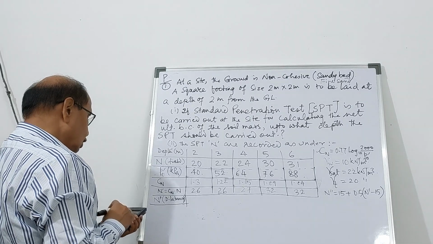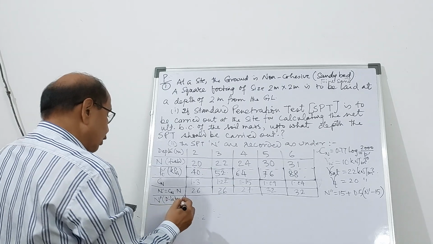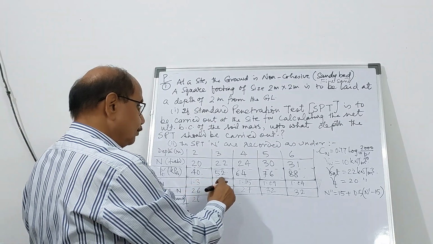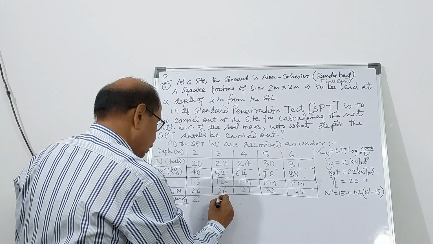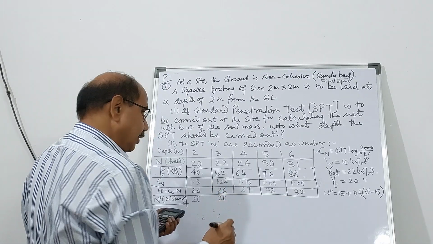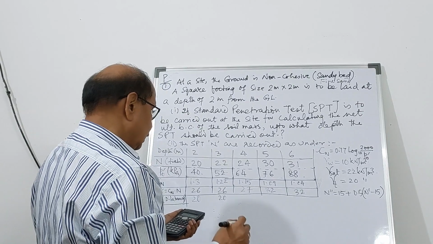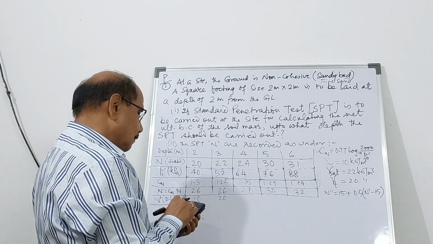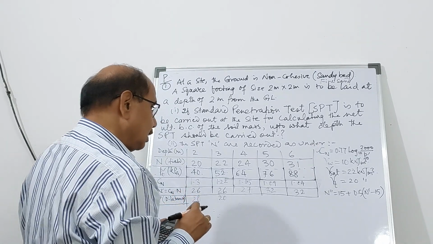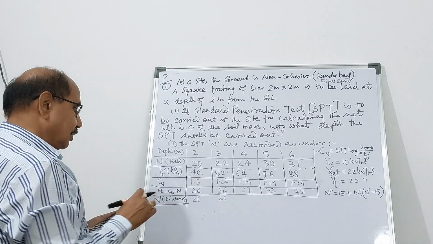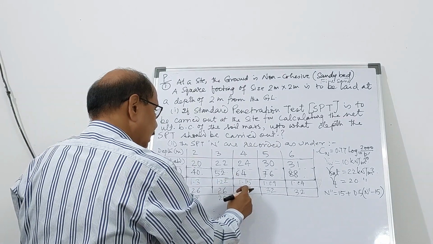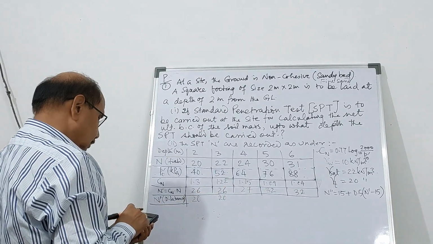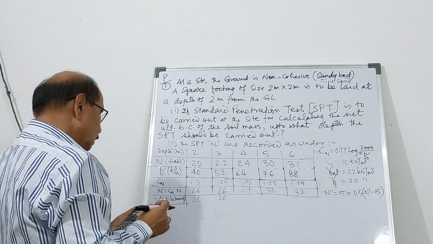So this becomes 20.5, let us take it 20. Then this is going to be 20. Then 27: 15 plus 0.5 multiplied by 27 minus 15, that is 12. It is 21.